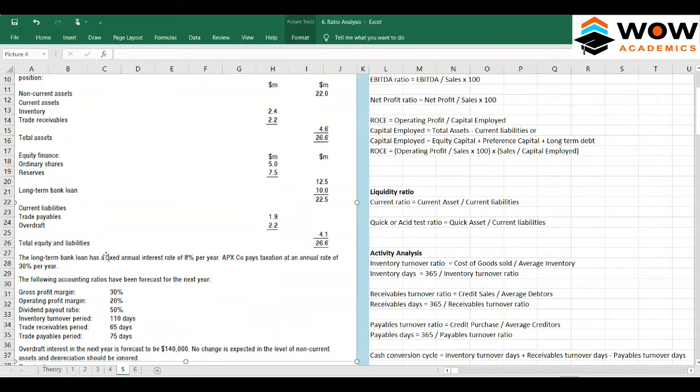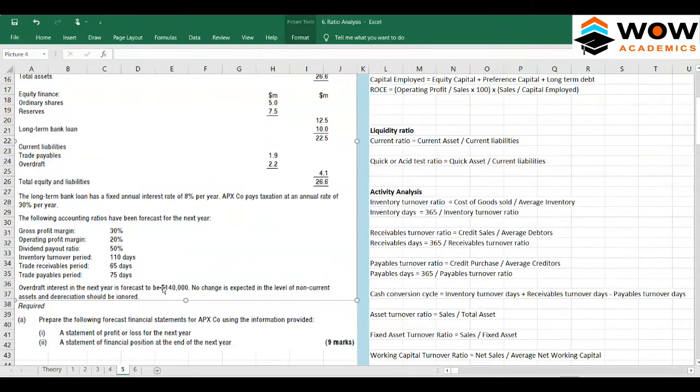And apart from that, the long-term bank loan has a fixed annual interest rate of 8%. APX Co pays taxation at an annual rate of 30%. So the taxation rate is 30%. The following accounting ratios have been forecast for the next year. Gross profit margin is 30%, operating profit margin 20%, dividend payout is 50%, and inventory turnover period is 110 days, receivable period is 65 days, and the trade payables period is 75 days.